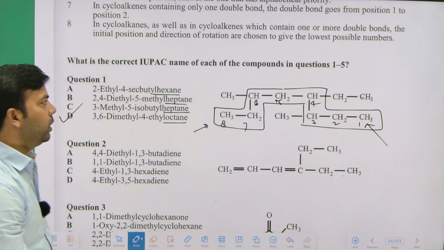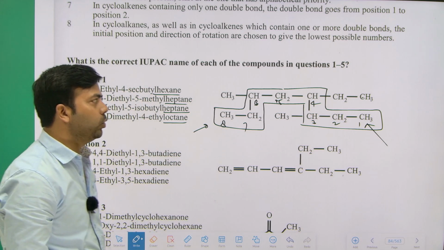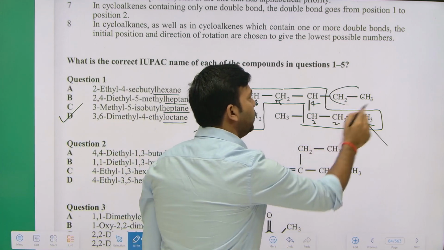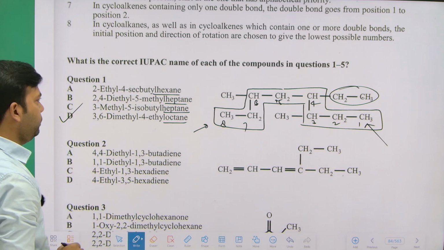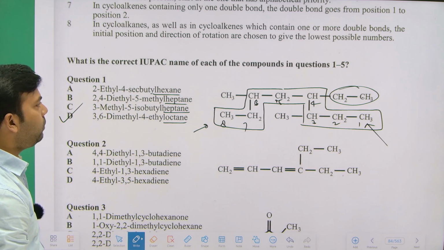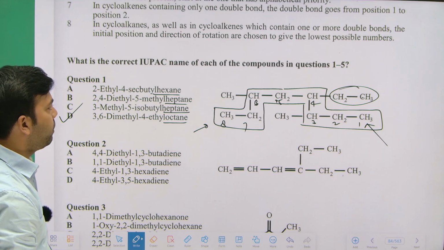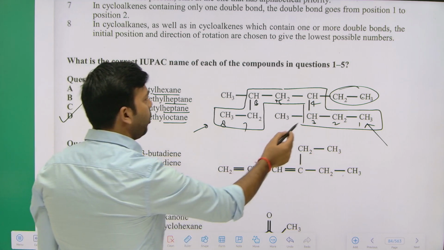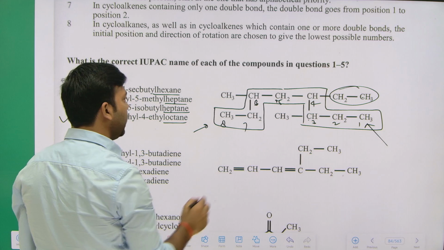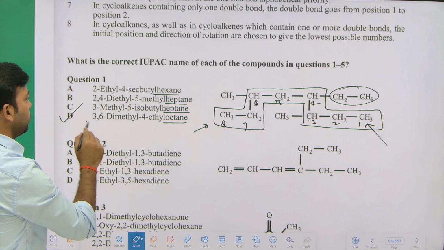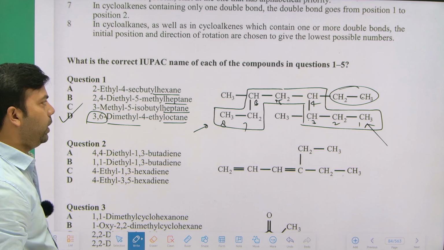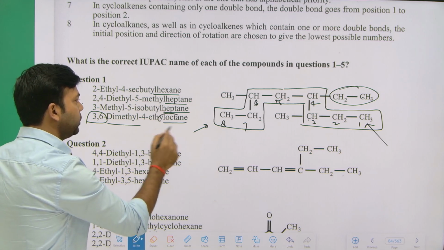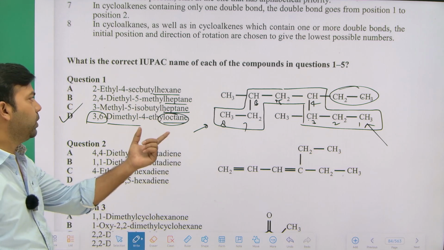So 1, 2, 3, 4, 5, 6, 7 and 8. Clear? So the name should be in alphabetical order. So E comes first. So ethyl is at number 4. So 4 ethyl. And then 3, 6 dimethyl. And then heptane, octane, sorry, 8 carbon chain, octane. Octane is only in the very last option.